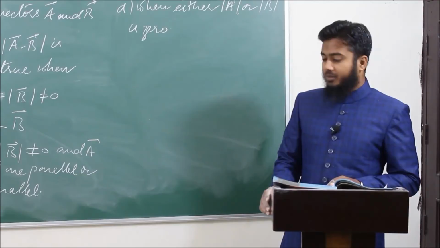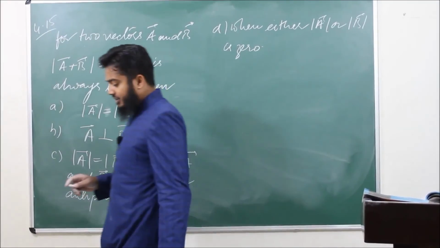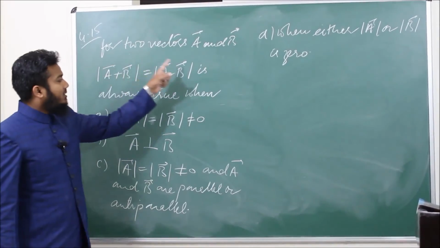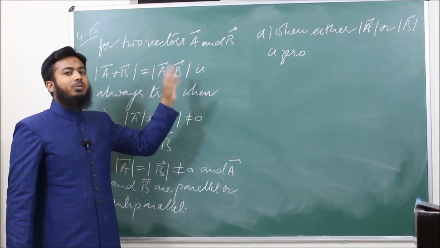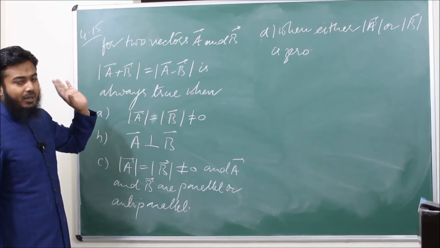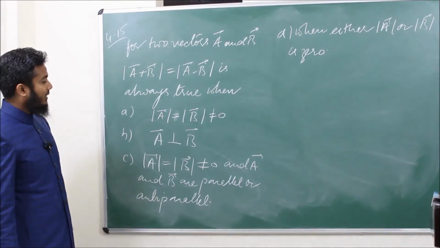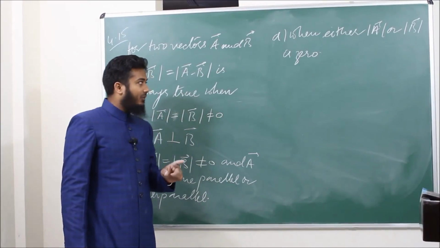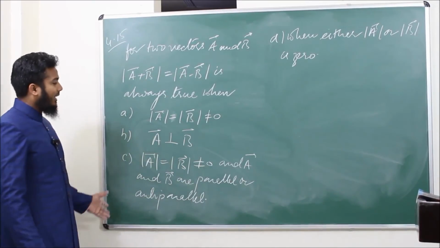So the next problem from the exemplar problem is problem 15, and it says for two vectors a and b, this is true: the magnitude of a plus b is equal to the magnitude of a minus b. So what could be the conditions if this is true? Here 4 options are given to us, and remember this is the second type of MCQ, that means more than one answer can be correct. So let's check every option.